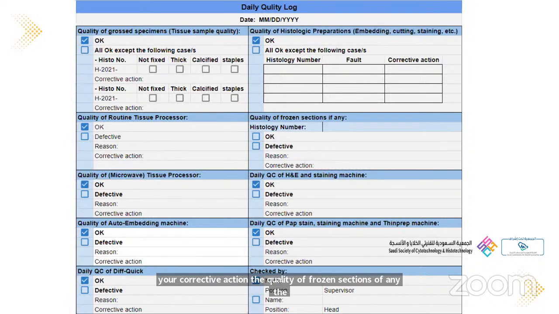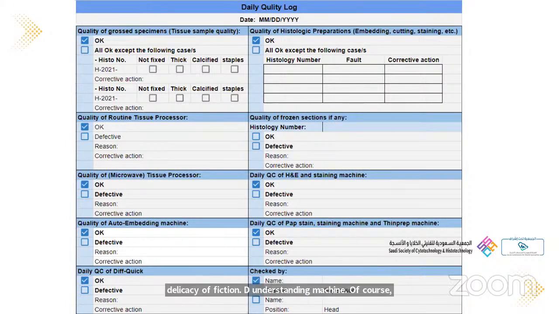Of course, if you have a staining machine and you run, like Mr. Jumar said, an appendix before the run, you are checking actually both the staining machine and the hematoxylin and eosin itself. And then we have the daily QC of the Pap stain, staining machine, and ThinPrep machine. Say you have a ThinPrep machine that you are running cytology.